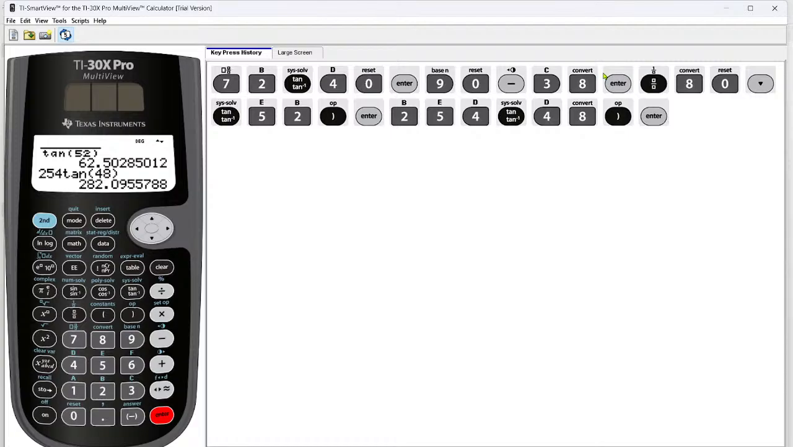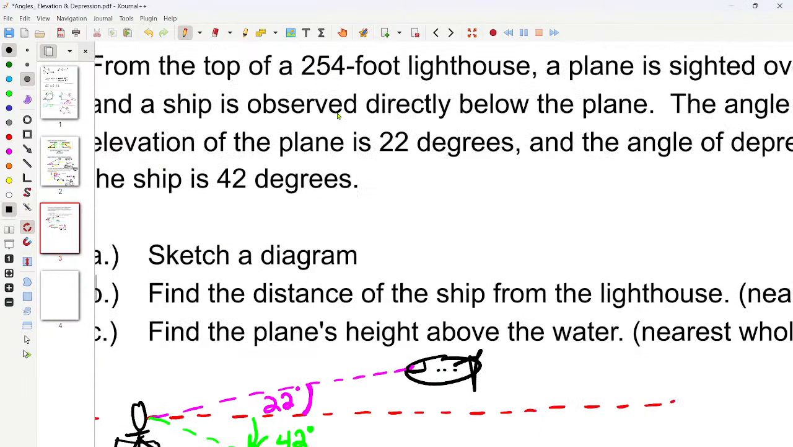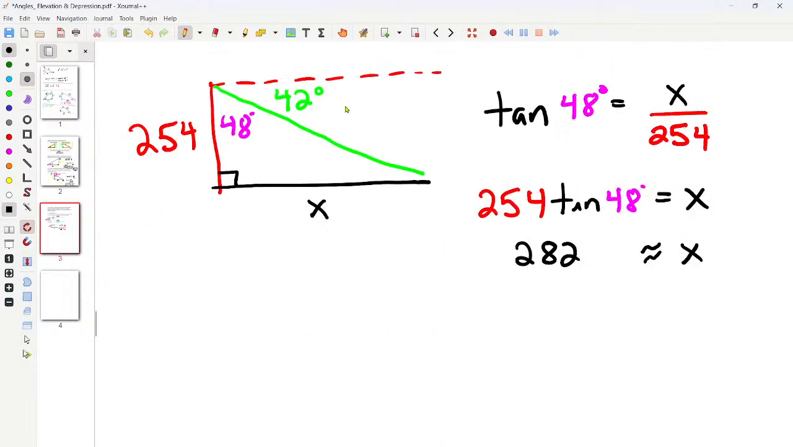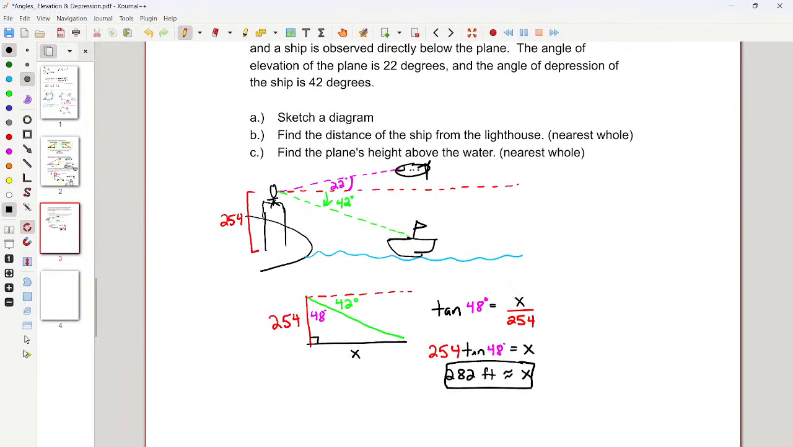To the nearest whole value, 282. And I still think I used feet here. Yep. Find the plane's height above the water. And we're done with this section.